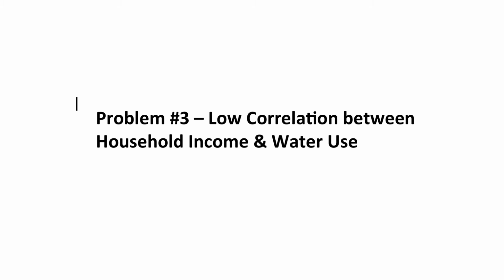The third reason that IBT structures do not perform well is that they're based on the assumption that poor households use less water than rich households. Sometimes this is true, but often it is not. There are rich households that use little water, and there are poor households that use a lot of water. Why do you think this is the case? One reason is that household water use is strongly affected by the number of people in a household. So a rich household with 2 members might use a lot less water than a poor household with 6 members.